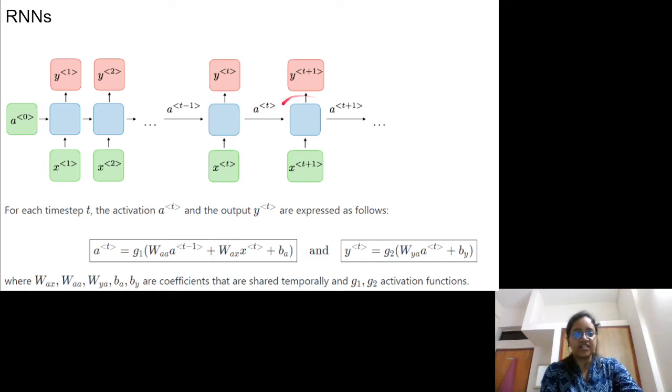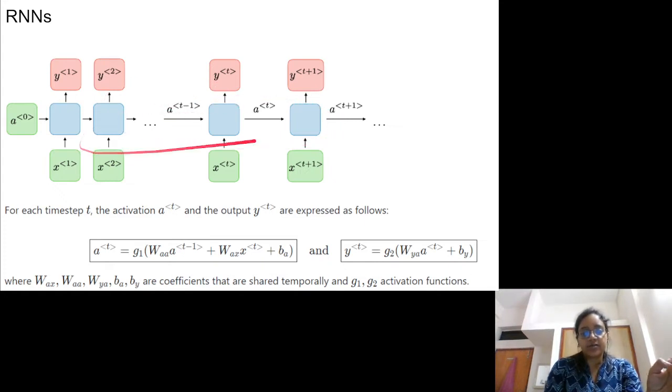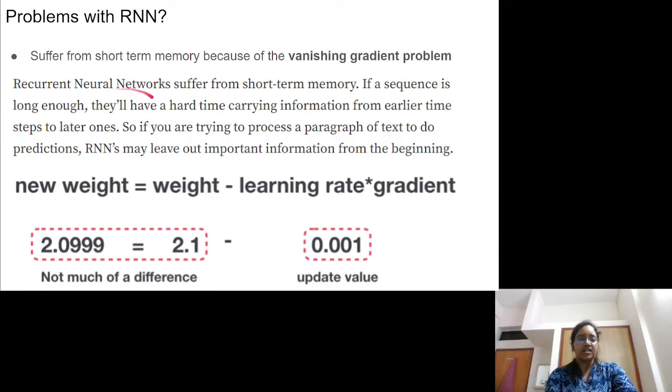So by the time it has reached here, it has forgotten all about what was going on here, and that is not good. If you have a sentence where, in order to understand it, suppose your 19th word is dependent on the first word, this will cause problems, because by the time you have reached position number 19, you have already forgotten what is going on here. That is what they mean when they say they'll have a hard time carrying information from earlier time steps to later ones.